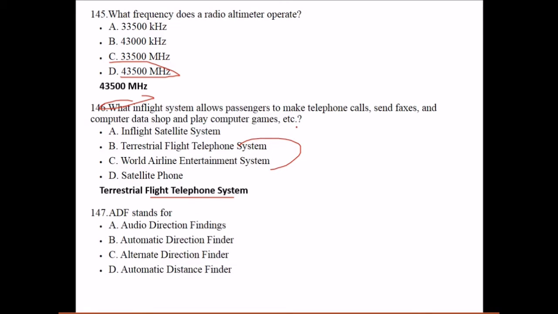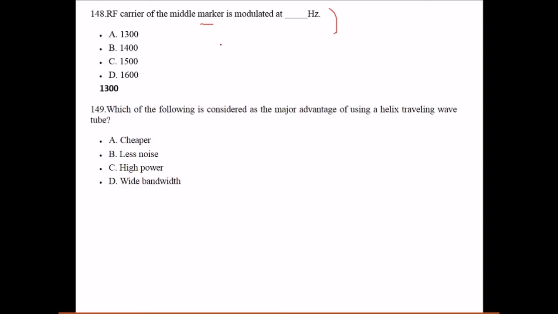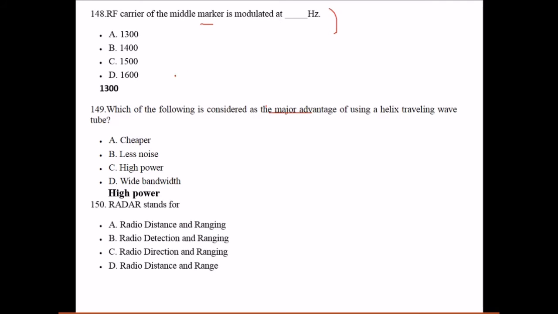ADF stands for automatic direction finder. The RF carrier of the middle marker is modulated at which frequency? It is 1300 Hz. Which of the following is considered the major advantage of using a helix travelling wave tube? High power. High power is the major advantage of using a helix travelling wave tube. Radar is radio detection and ranging.